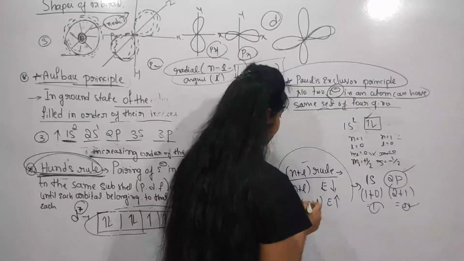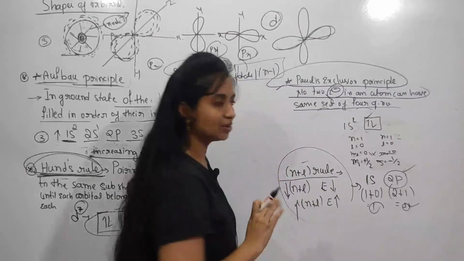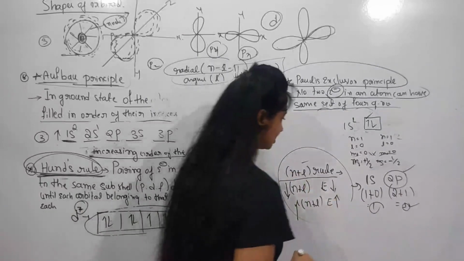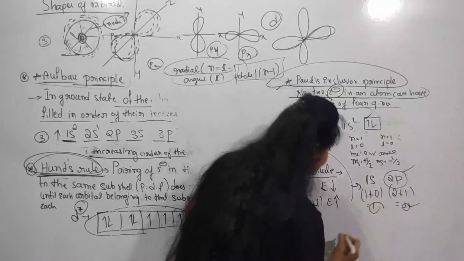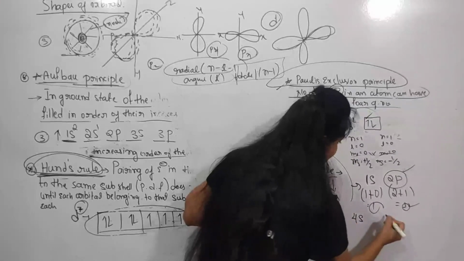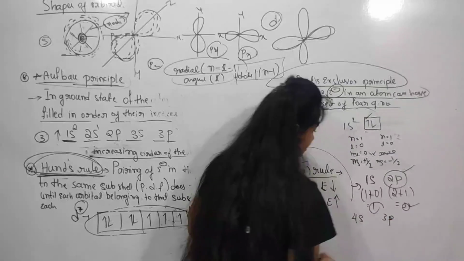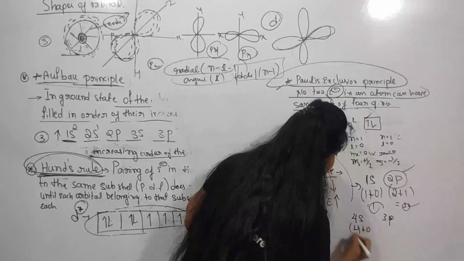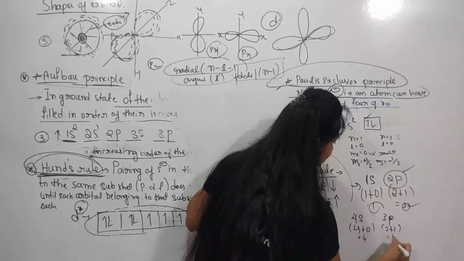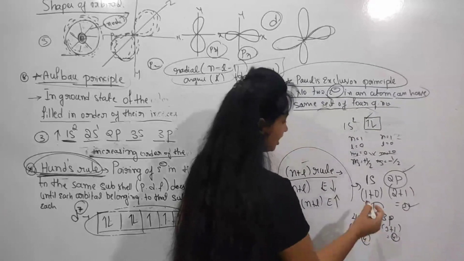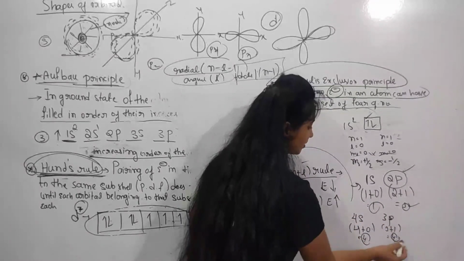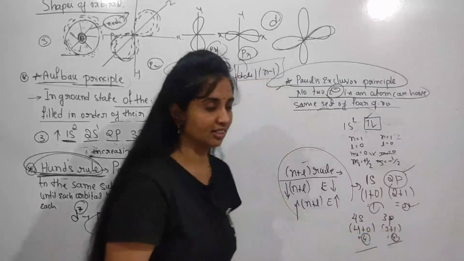And next, see here, if the n plus L values are equal in two energy levels, then what happens? I wish to give an example here. 4s, 3p. So see here, 4 plus s, which is 0, is equal to 4. 3 plus 1 is equal to 4. Now observe, the n plus L value is 4, and again the n plus L value is 4. So the values are equal here.